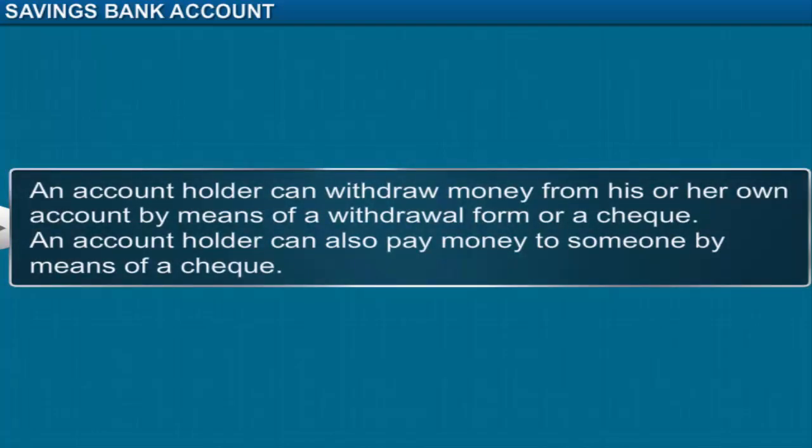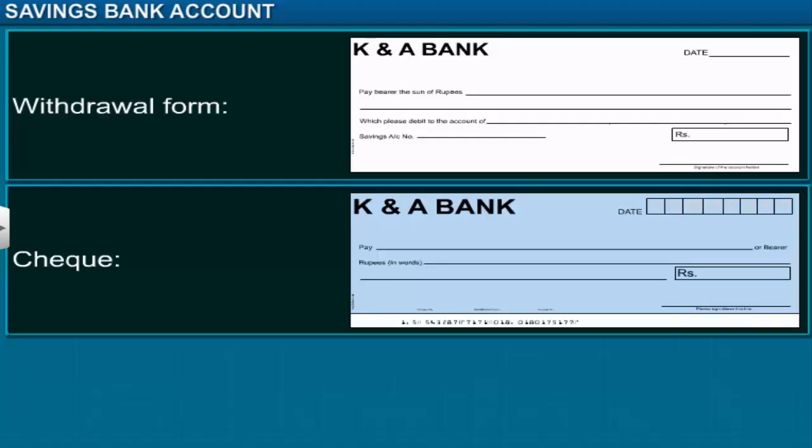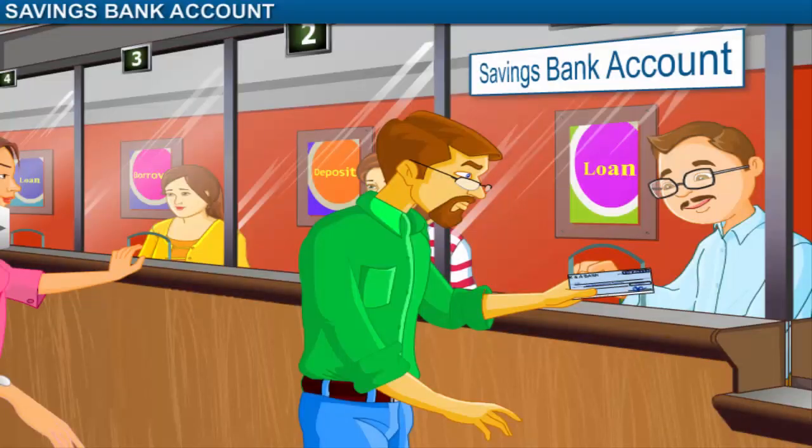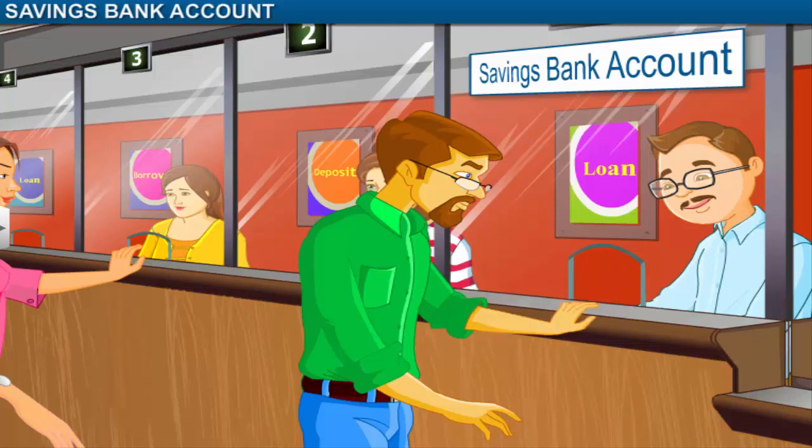Money from an account can be withdrawn by the account holder either by withdrawal form or a check. The general format of a withdrawal form and a check is as shown. When an account holder wishes to withdraw money himself or herself by check, the name of the payee is written as self. After filling the details in the check, it is given to a bank official. After verification of the account holder's signature and the balance in the account, the account holder gets the money from the cash counter.